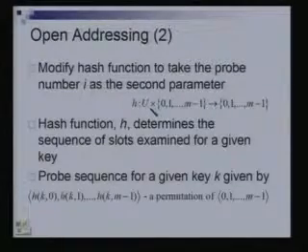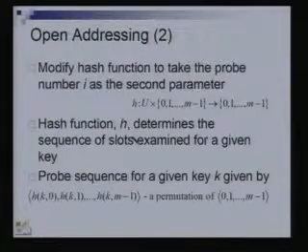And depending upon how this hash function is decided, we will get many different techniques. So the hash function h is really determining the sequence of slots which are examined for a certain key.